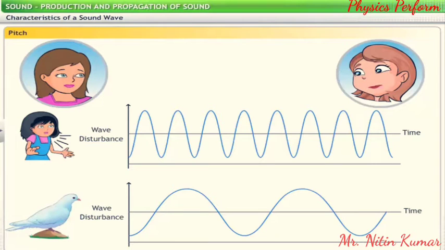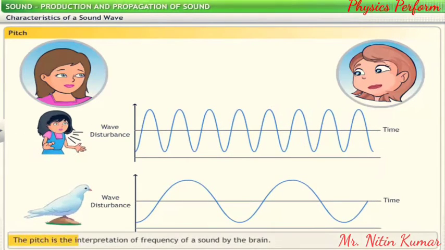Why do you think the effect of both the sounds on our ears is so different? Well, because our ears are not used to loud noises. That's true too. The technical explanation, though, is related to a concept called pitch of sound. The pitch is the interpretation of frequency of a sound by the brain. Commonly, pitch is taken as the frequency of sound.